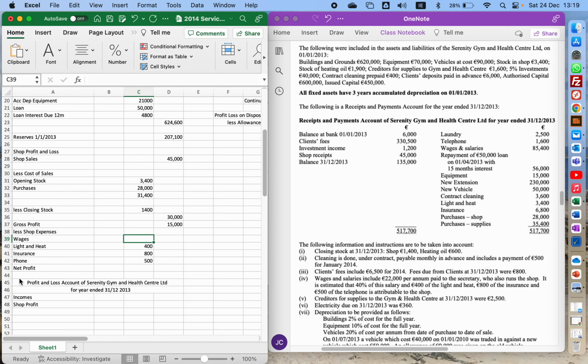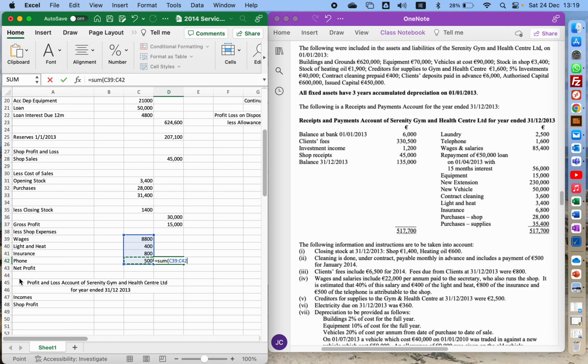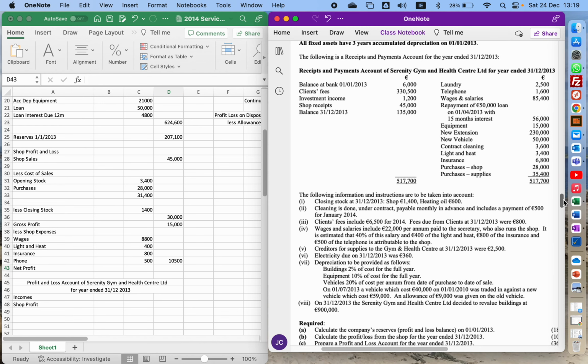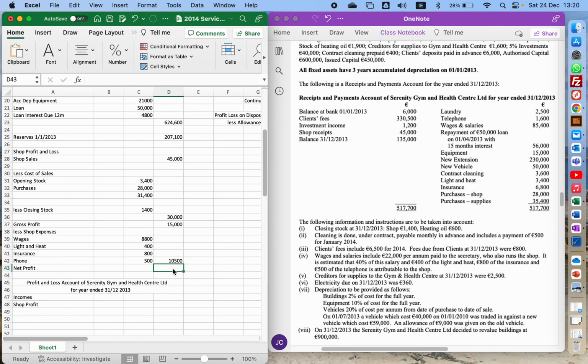And then 22 grand for the secretary who runs the shop. 40% of the 22 grand is going to be for the shop. So 22 grand times 40%. Now, I'm just double checking, are there any other expenses that are going to be specifically for the shop? Depreciation, nothing like that is mentioned as being for the shop, so therefore from this we can work out our shop profit.